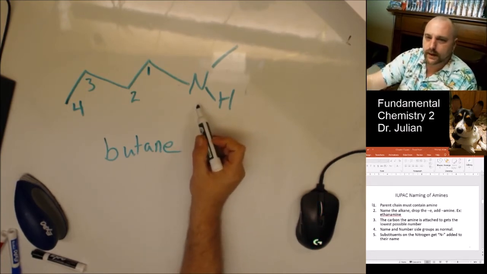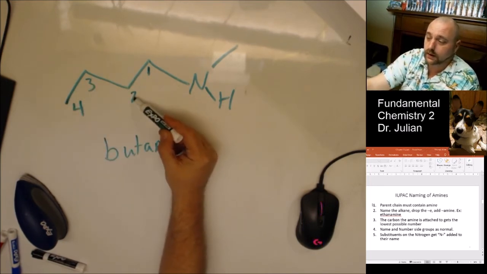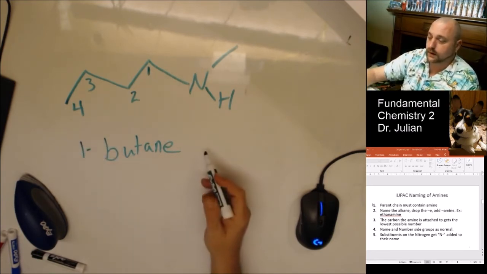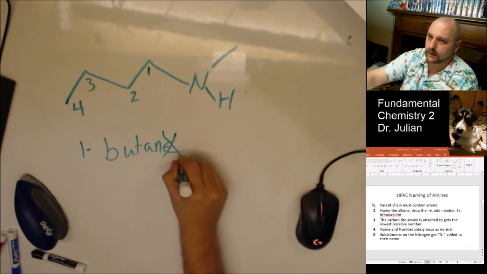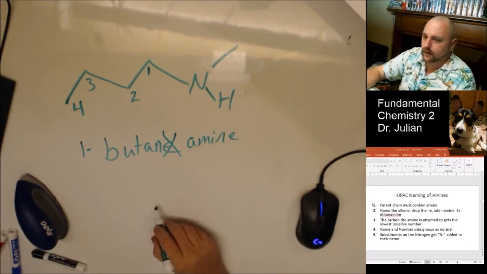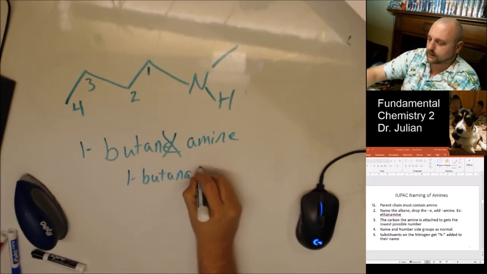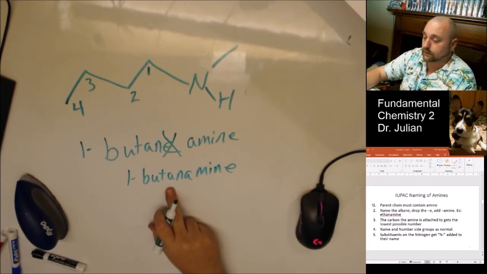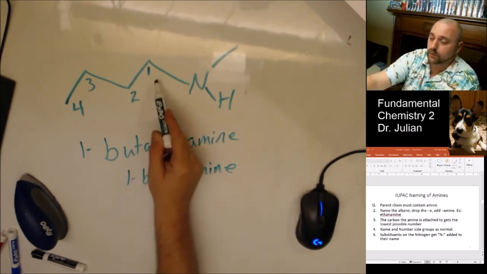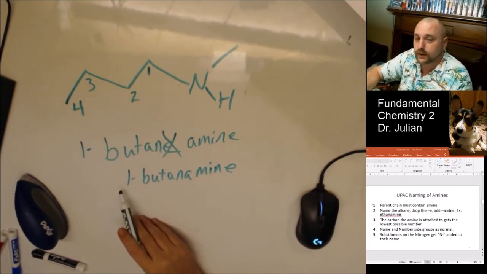Now we've got an amine attached. It needs to have the lowest possible number. It's not always at 1, but the lowest possible number. And so this is 1-butane. We're going to drop this E, and we're going to add amine as our suffix. So this would be 1-butanamine, the AN from butane and then amine. We give the number for where it's attached, and then if it had methyl groups or ethyl groups on there, we would name those as well.